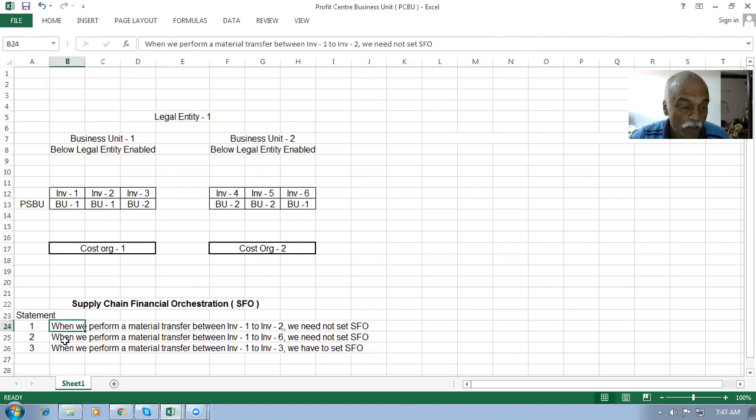The second is: when I perform a transaction between inventory 1 to inventory 6, they belong to the same profit center BU, and so again SFO need not be set. And if I perform a transaction between INV 1 to INV 3, even though they belong to the same BU, the PSBUs are different, in which case we have to set up SFO. Whether this understanding is correct or not, please correct it.